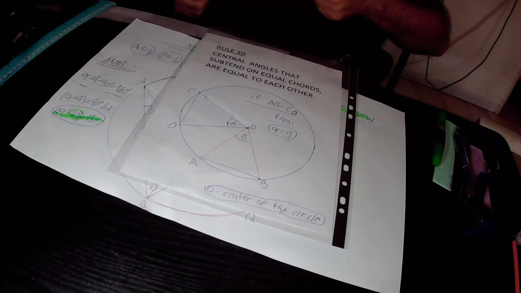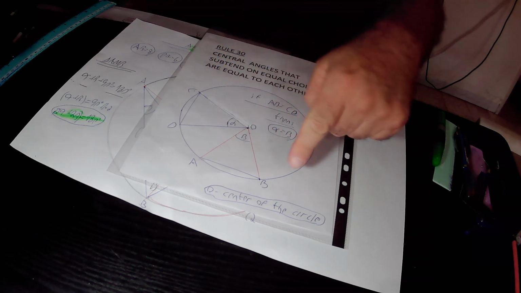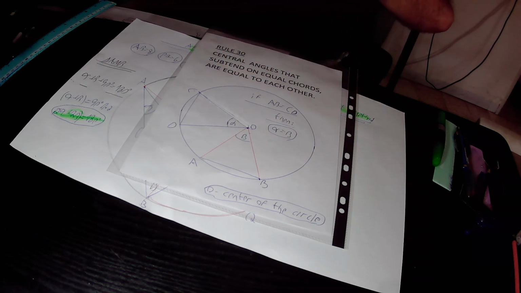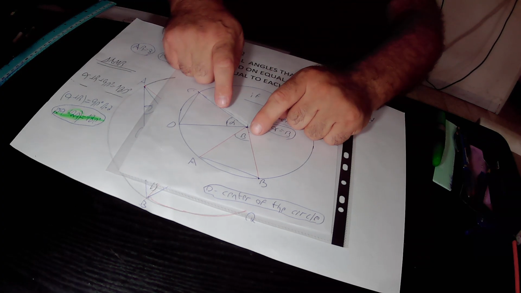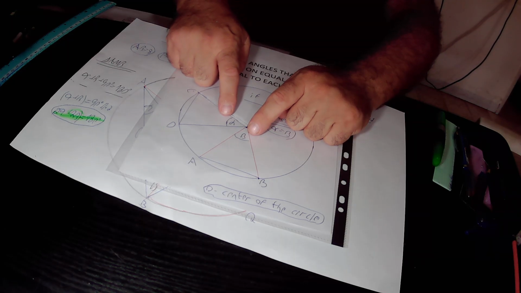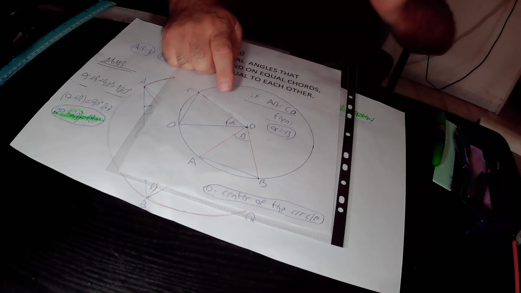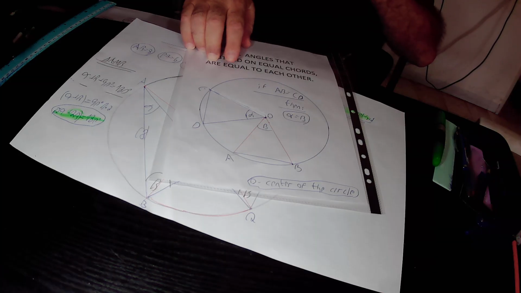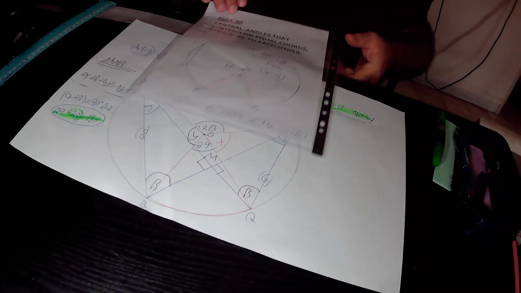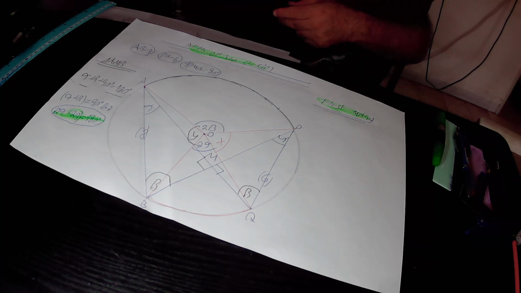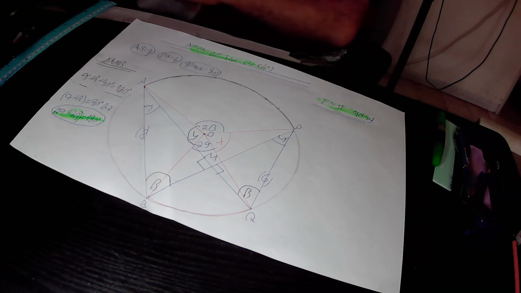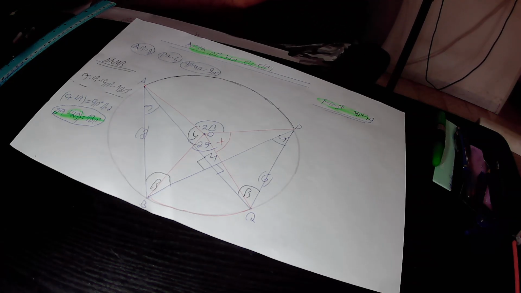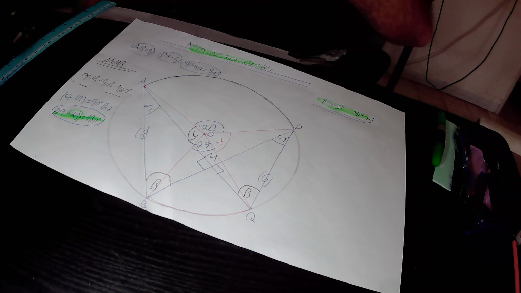So if center angles subtend on equal chords, they must be equal to each other in their sizes. So if chord AB equals chord CD, then those two center angles must also be equal to each other in their sizes. That is to say, alpha equals beta. So we can implement Rule 30 in our drawing. So actually, I copy this circle in a new page.